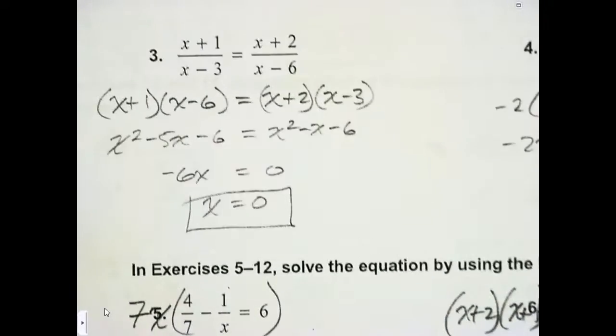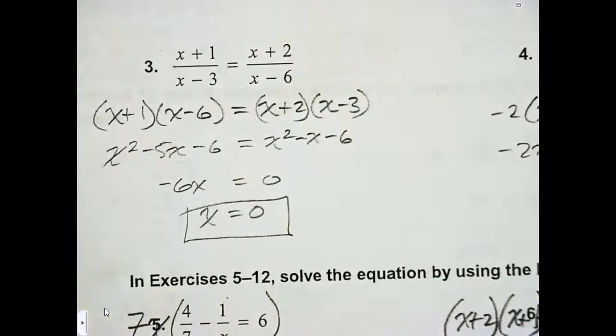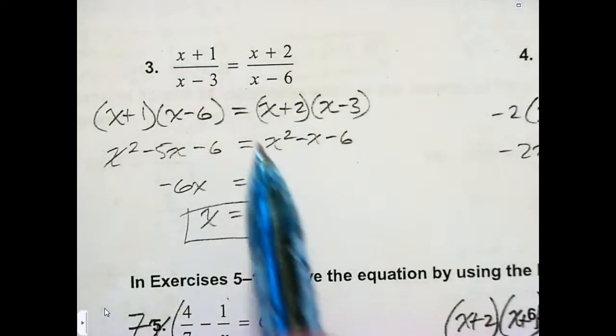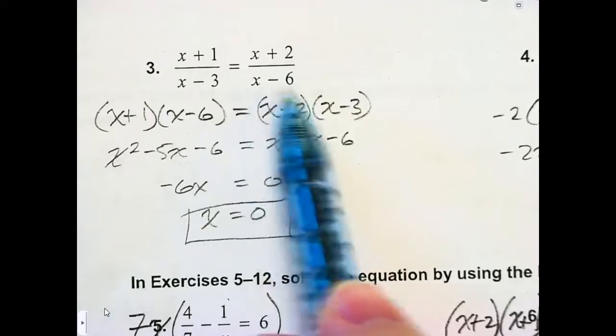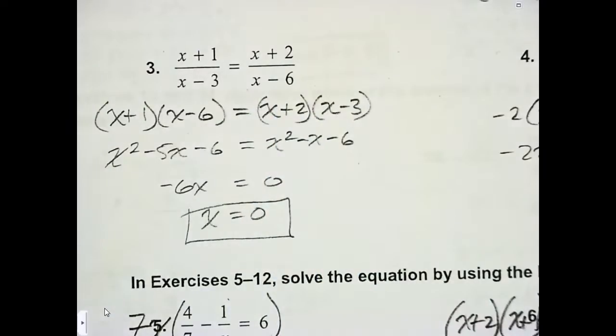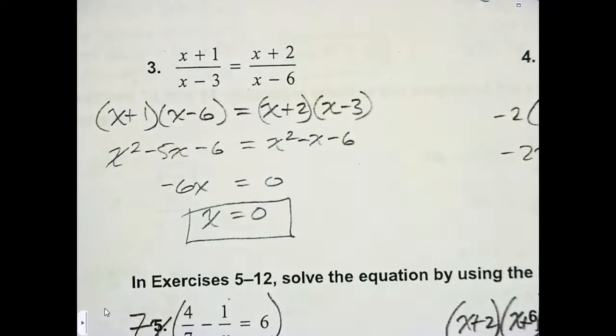What's that? I can't hear you. It's not extraneous, no. Because if I put 0 in, here I get negative 3 or negative 6 on the denominator. Okay, number 5.